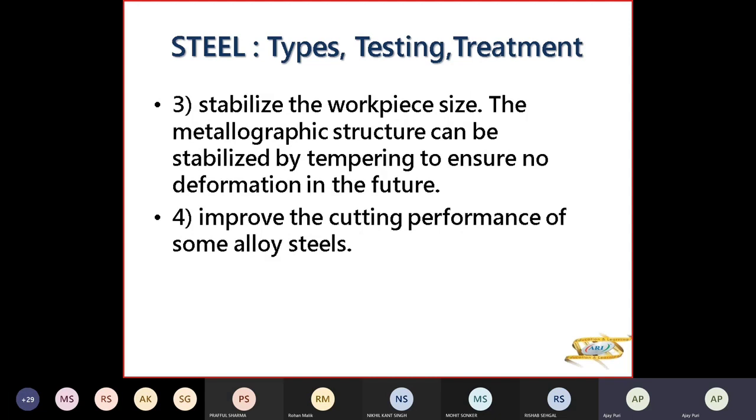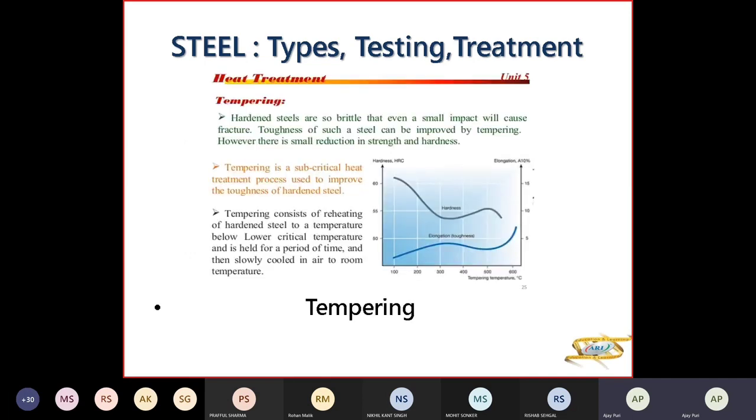And third, you're stabilizing the metallographic structure to ensure that deformation does not take place in future. Because if you just make it hard, it'll crack in future. So the fourth advantage is that the cutting performance of some alloy steels is improved by tempering. So these are the four purposes of tempering in heat treatment.